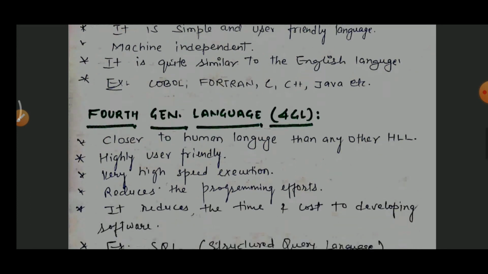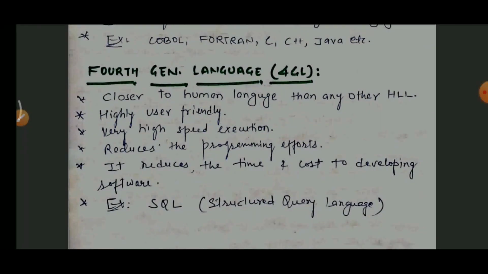The next category of computer languages is the fourth generation language, or 4GL. This type of language is closer to human language than any other high level language. It is highly user friendly and has very high speed of execution. It also reduces the programming effort, the time and the cost of developing software.